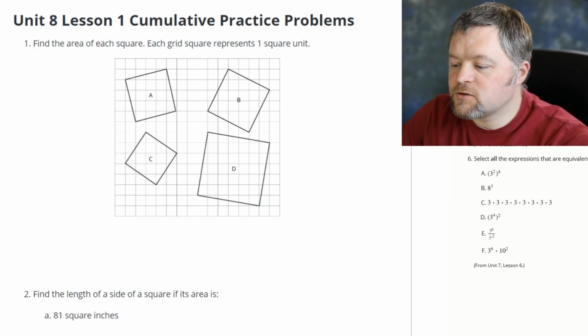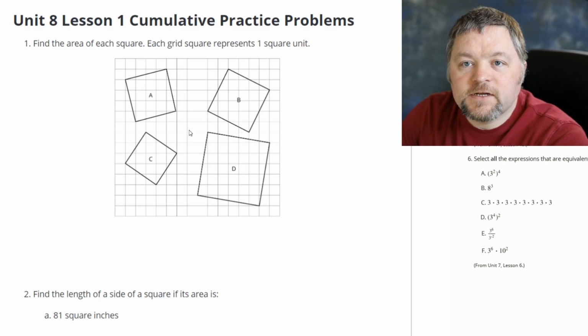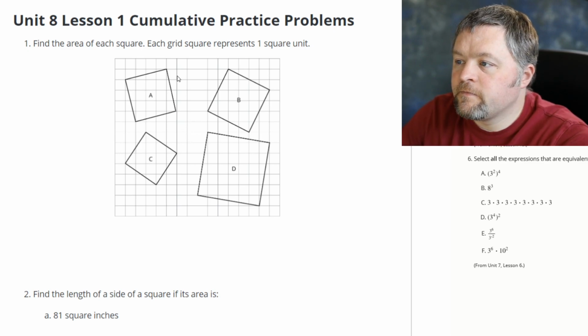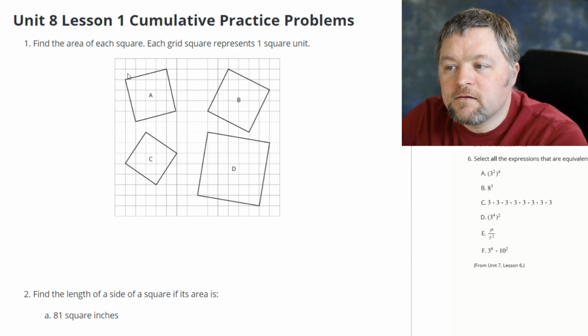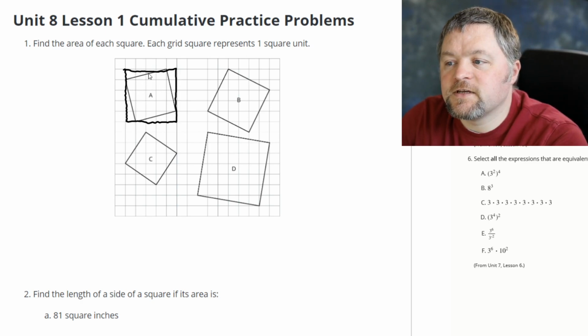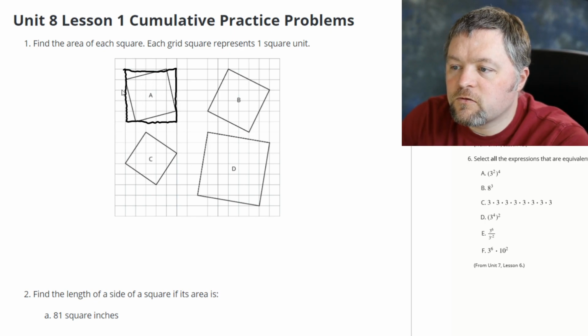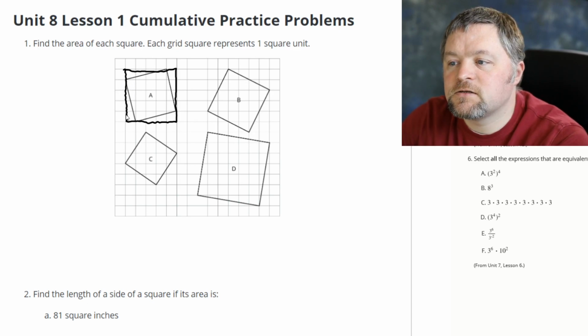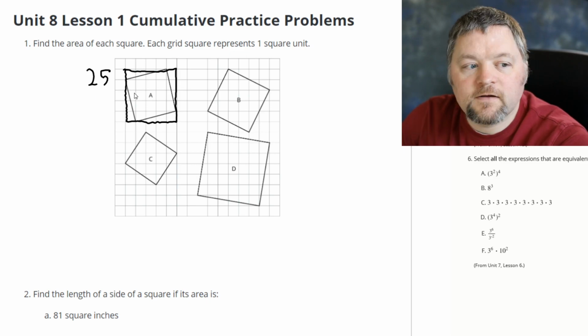Okay, our first problem here is to find the area of each of these squares. As we did before, we are going to enclose these. What is the size of this outer square around A? 1, 2, 3, 4, 5 units. 5 times 5 is 25.